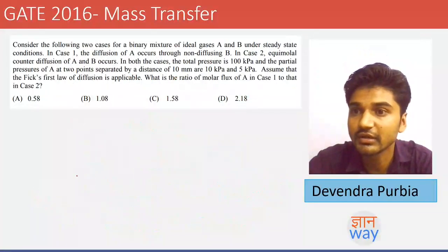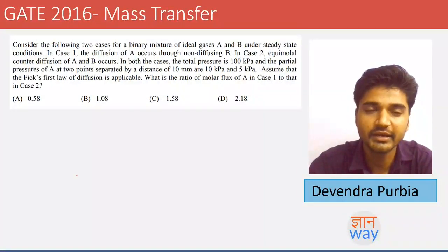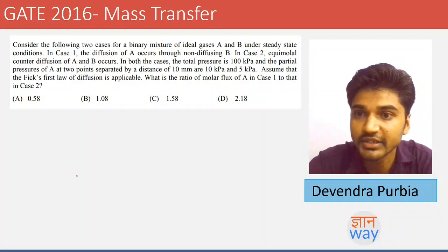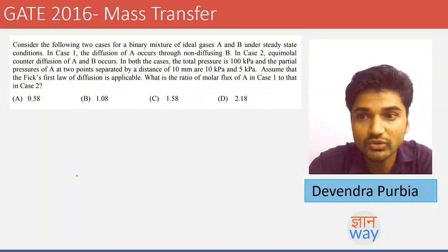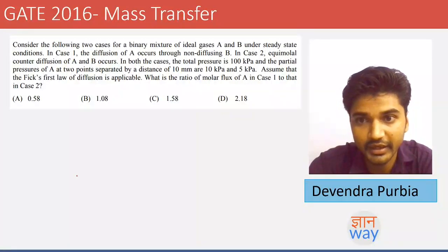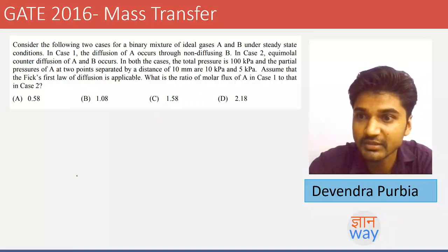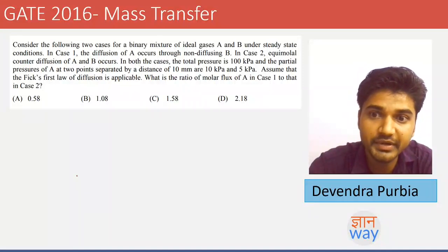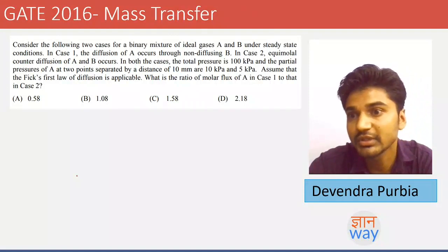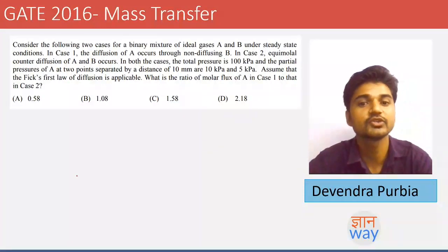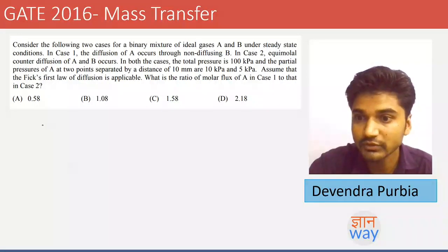Now the next question. Consider the following two cases of a binary mixture of gases A and B under steady state condition. In case 1, the diffusion of A occurs through non-diffusing B. In case 2, equimolar counter diffusion of A and B occurs. In both cases, the total pressure is 100 kilopascal and the partial pressures of A at two points separated by a distance of 10 mm are 10 kilopascal and 5 kilopascal. Assuming that the film theory of diffusion is applicable, what is the ratio of molar flux of A in case 1 to case 2?